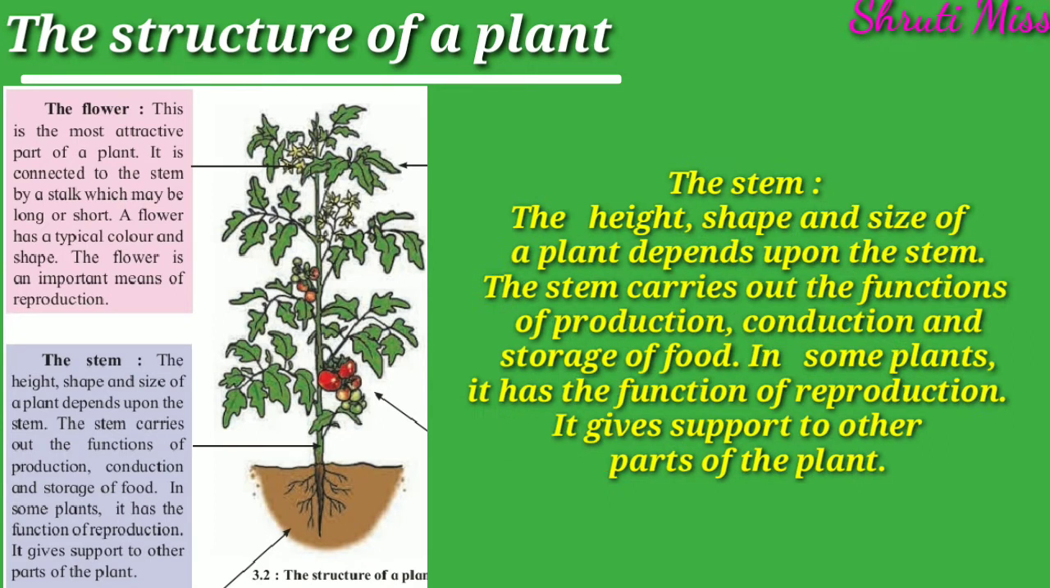The second is the stem. The height, shape and size of a plant depend upon the stem. The stem carries out the functions of production, conduction and storage of food. All these functions are conducted by the stem. In some plants, it has the function of reproduction. It also gives support to other parts of the plant. So these are the functions of the stem.